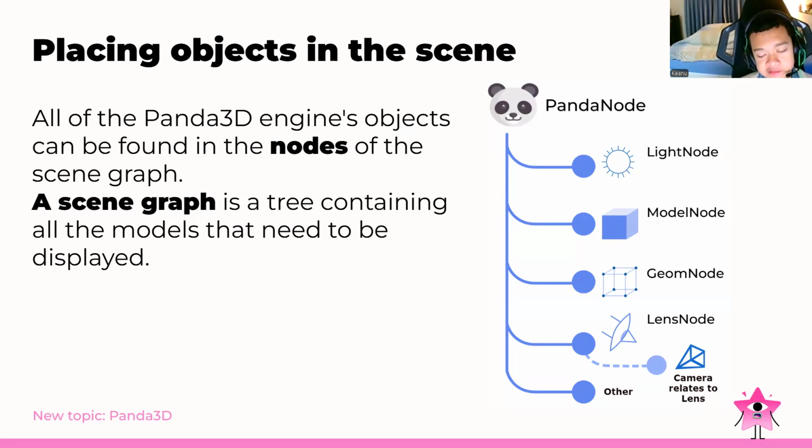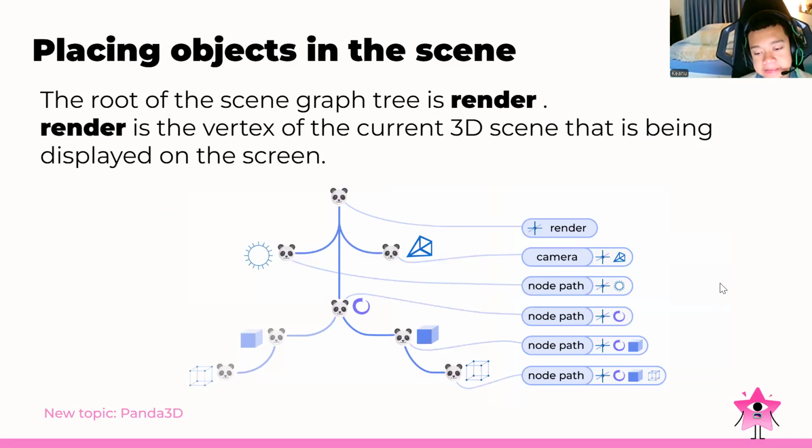So we have the Panda node here, which contains the light node, the model node, the geom node. We also have the lens node and others, which is about the cameras that relate to the lens. And then the root of the scene graph tree is render. So basically the root of the scene graph tree, we can call it render.